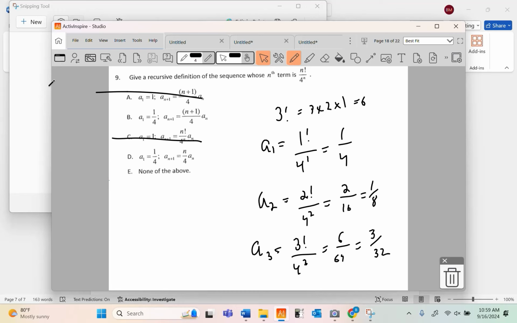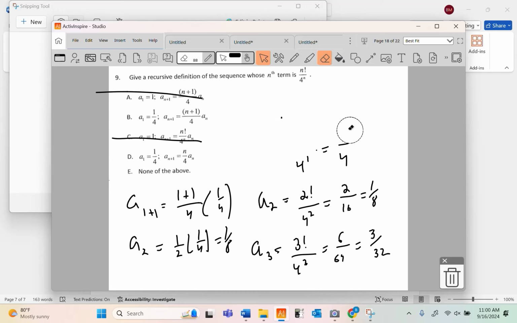All right, so let's look at B. B has the first term right. It says the next term, this would be the next term, n plus 1. So it'd be talking about a sub 2, right? A sub 1 plus 1 is 2. It's going to be 1 plus 1 over 4 times the previous term, which is a quarter. So a sub 2 is going to be a half times a quarter, which is an eighth. That's cool, it worked. Let's see if it works again. Does it work for the third term, which I want to be 3/32? That's the real question, is does it work again?